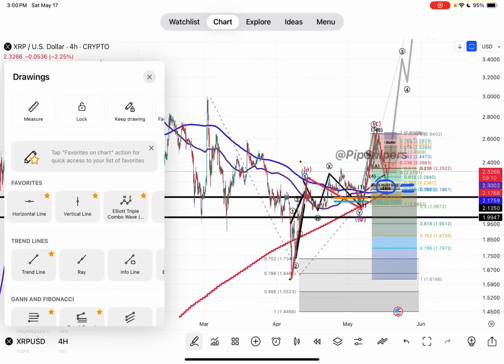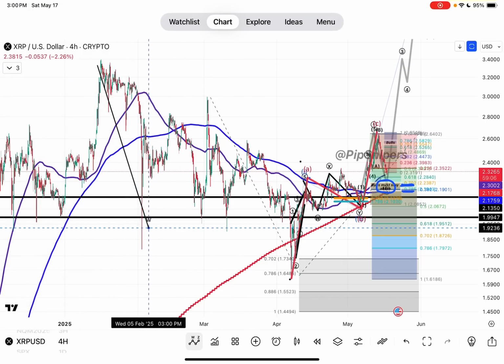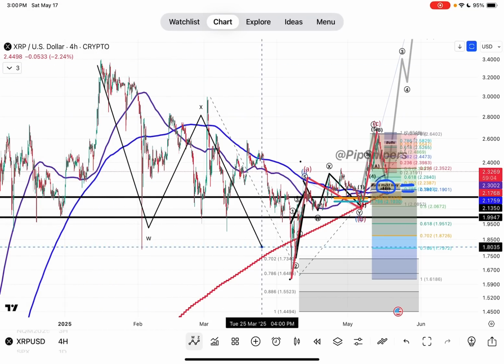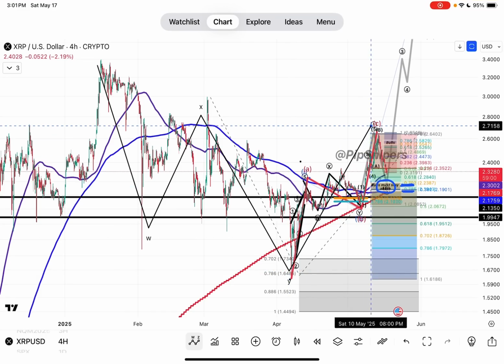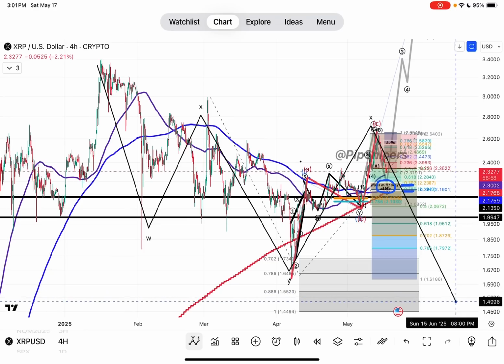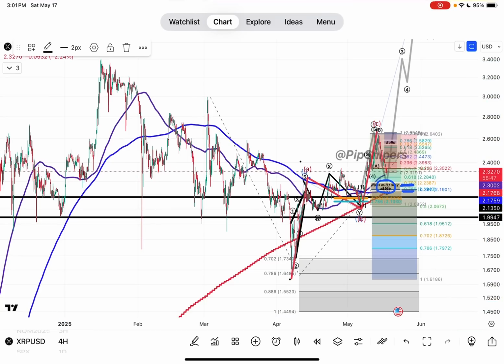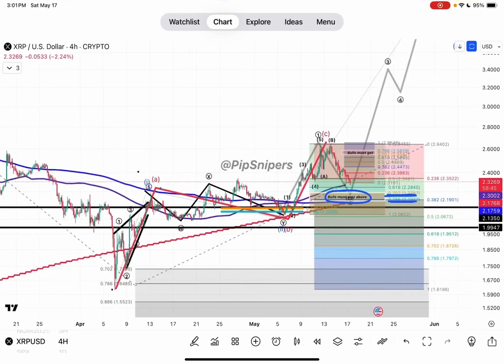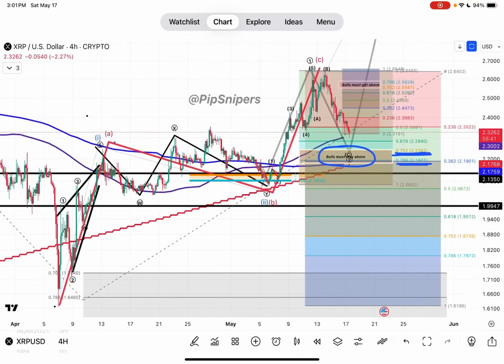Now I know it's very painful to hear something like that, to hear that the correction is not finished, but we're just exploring the different scenarios. Okay, now remember, like I said, this scenario is only valid if we lose $1.9947 on the 4 hour or the daily time frame. However, for now, these are the support levels that we have in front of us.